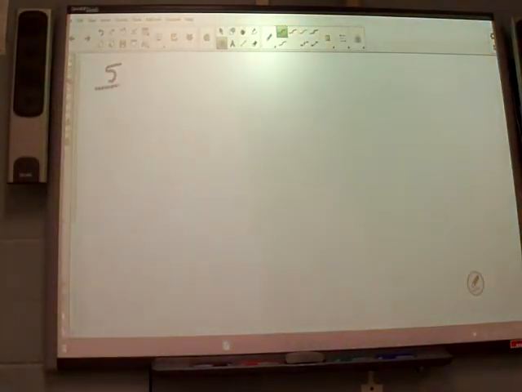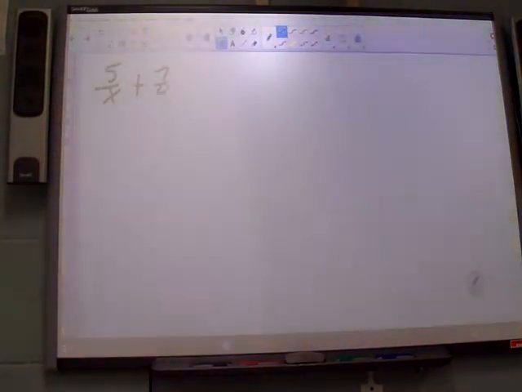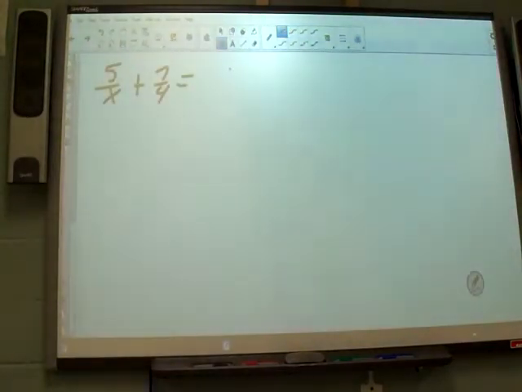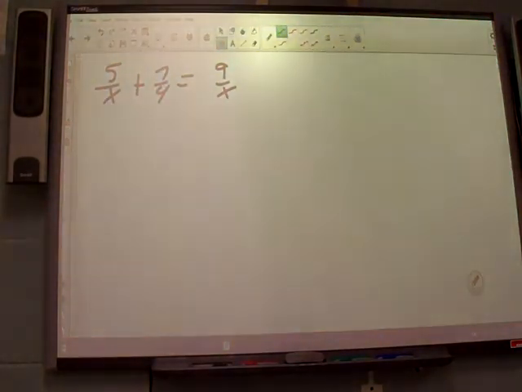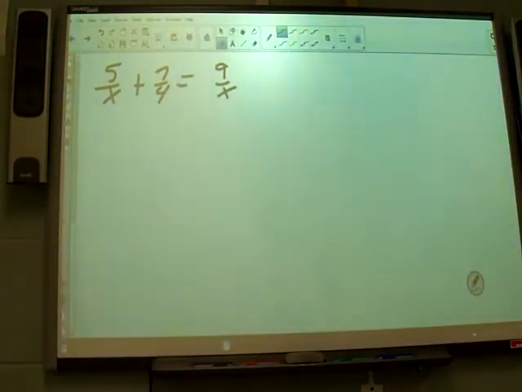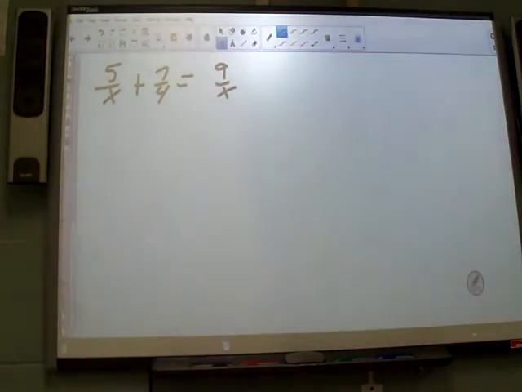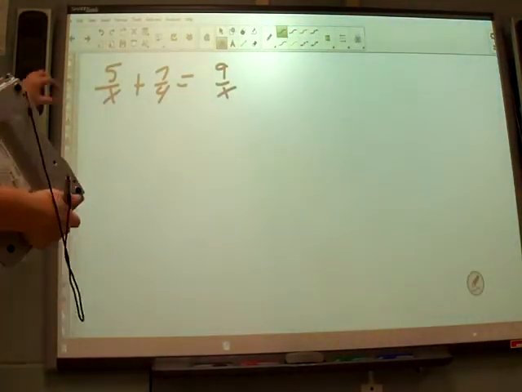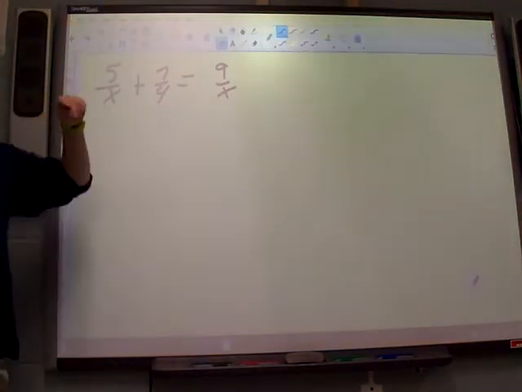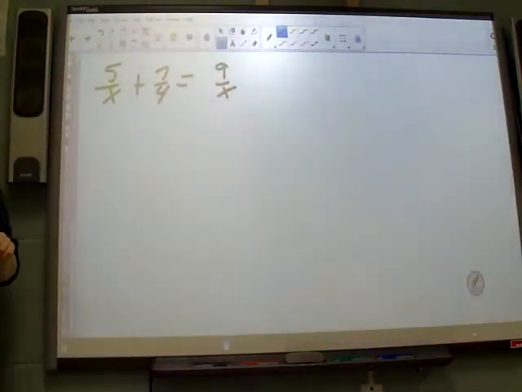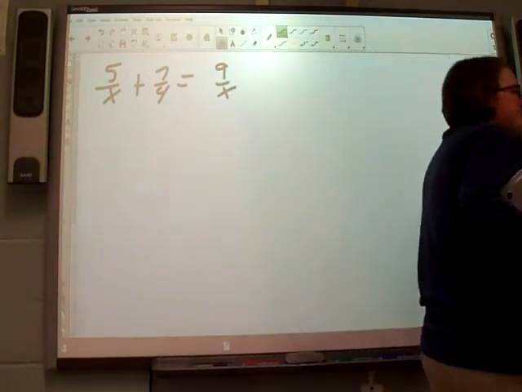5 over x plus 7 over 4 is equal to 9 over x. Okay, so to make sure you distinguish this problem from the first couple that we did, this has got more stuff on the left side. This is no longer just a single fraction equal to a single fraction. So when we have multiple things happening on one side, we can't just cross multiply.